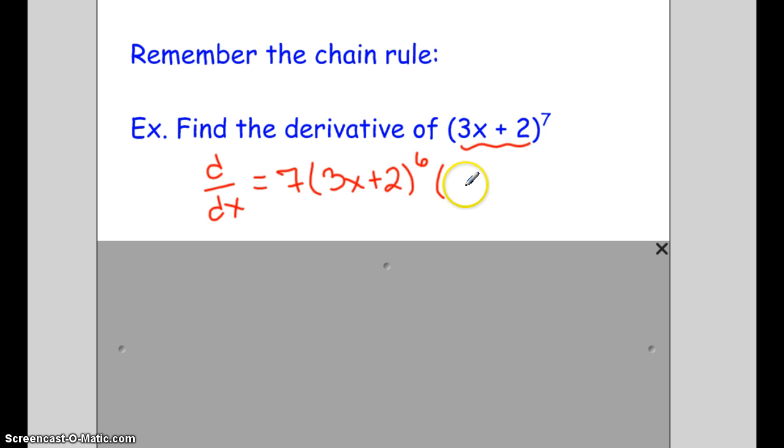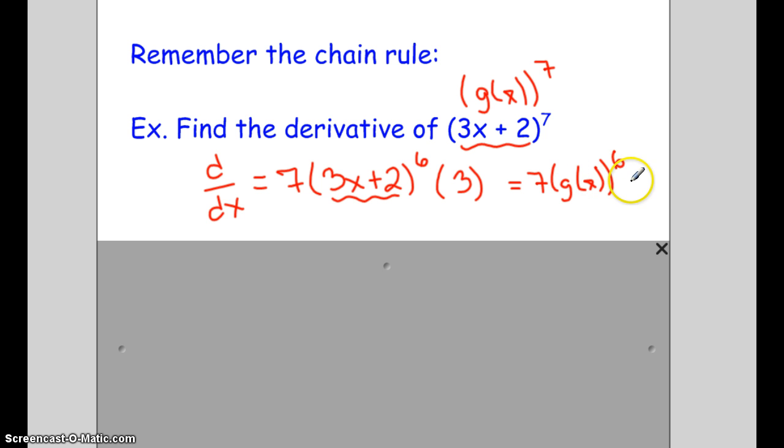But then we have to make sure we multiply by the derivative of the inside. So this is 3 in this case. If we gave this, though, a name, so let's say we gave the inside a name calling it g of x, because we spent a little time talking about composition of functions. And then when we actually take the derivative, we would wind up saying that this is actually 7 multiplied by g of x raised to the 6th power times g prime of x.